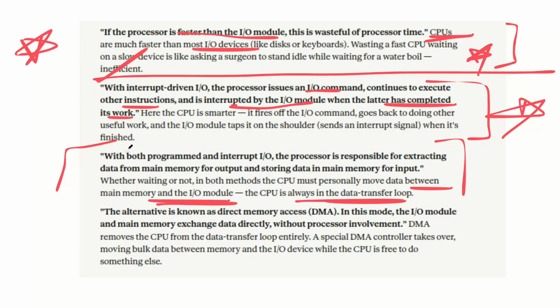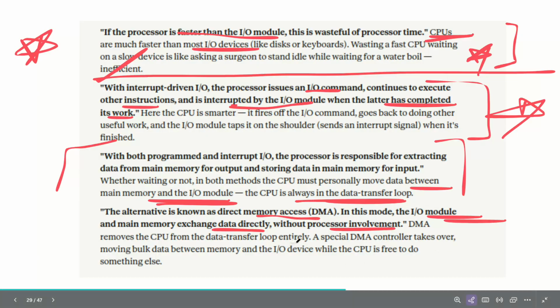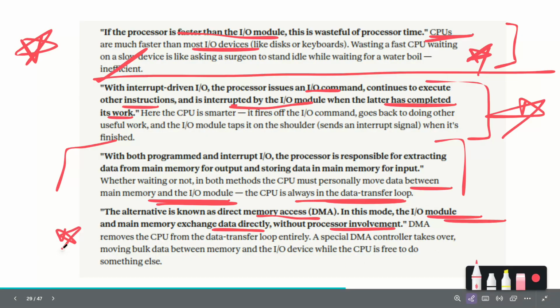So for that, there is an alternative method, that is direct memory access, or DMA. In this mode, the IO module and main memory exchange data without the processor's involvement. We will see how it is done in detail, but right now we just need a small idea.